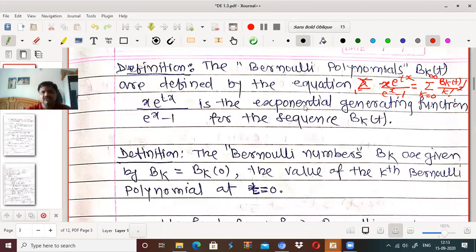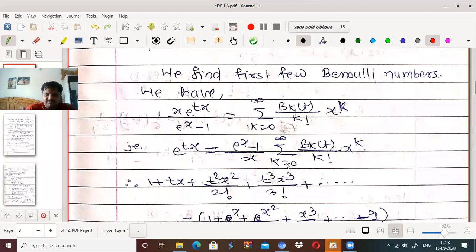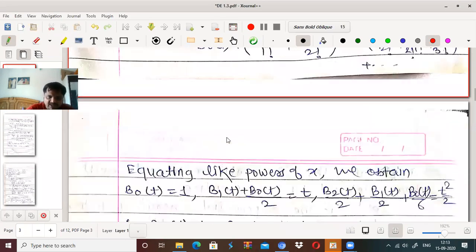Then we have seen Bernoulli numbers. In the Bernoulli polynomials, put t equal to 0. The numbers we obtained are called Bernoulli numbers. Okay. Bernoulli polynomials, Bernoulli numbers. Then we have obtained some initial Bernoulli polynomials and Bernoulli numbers.